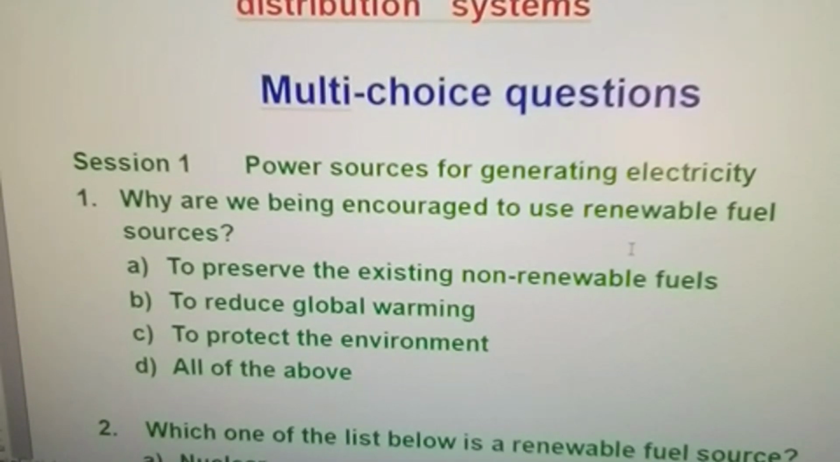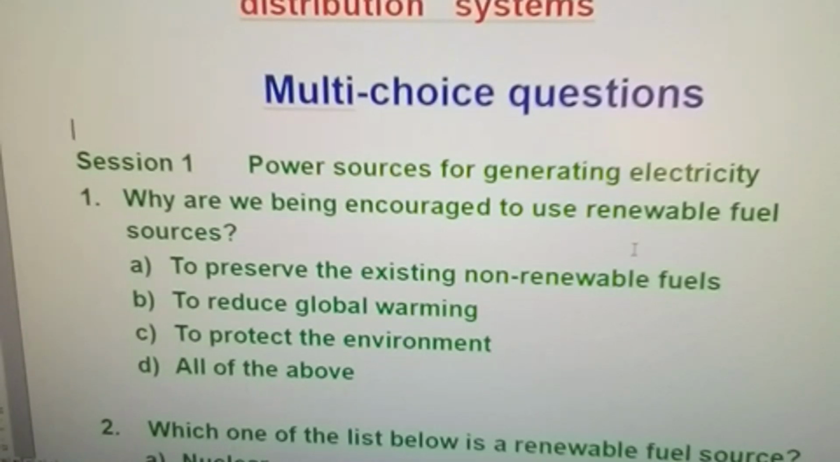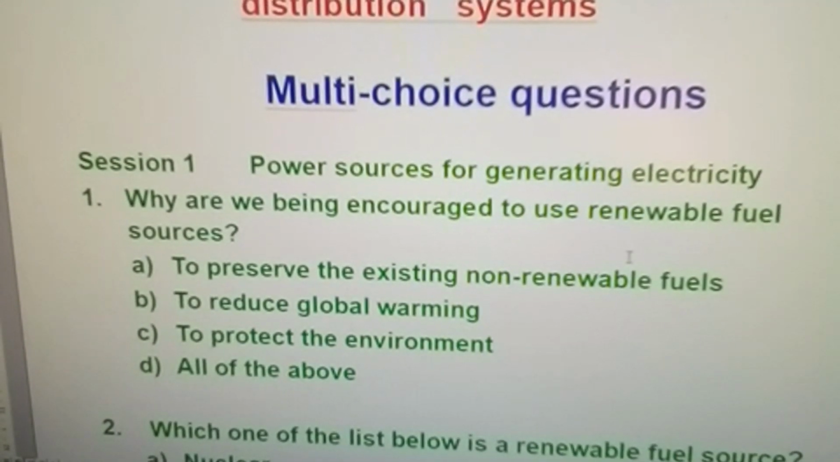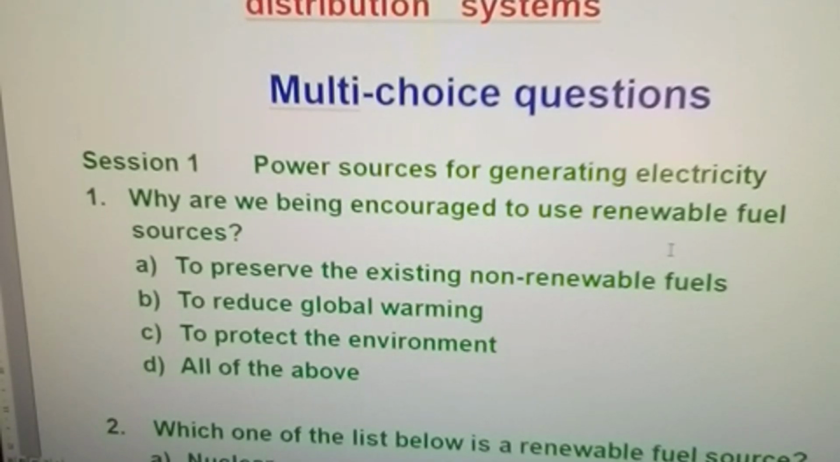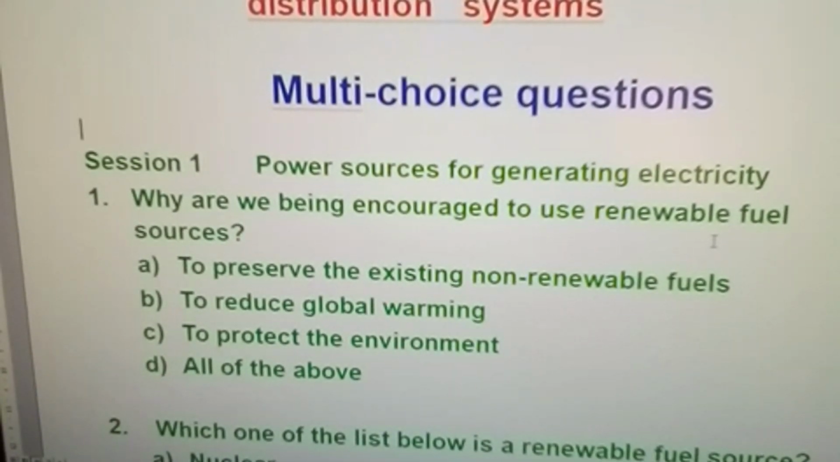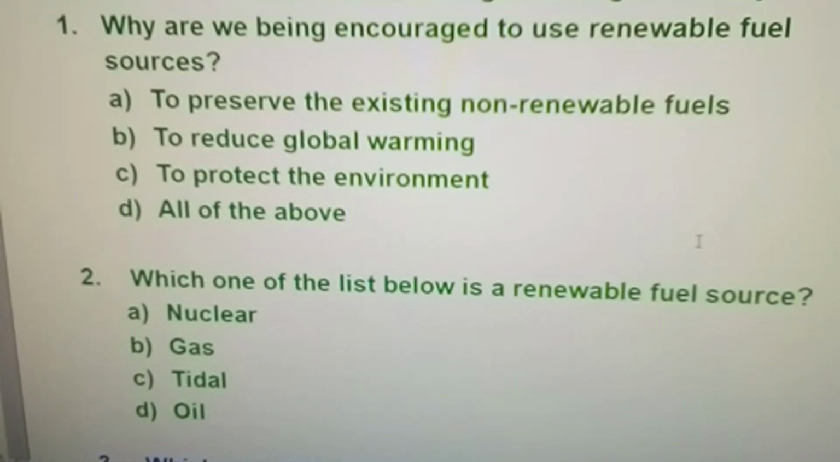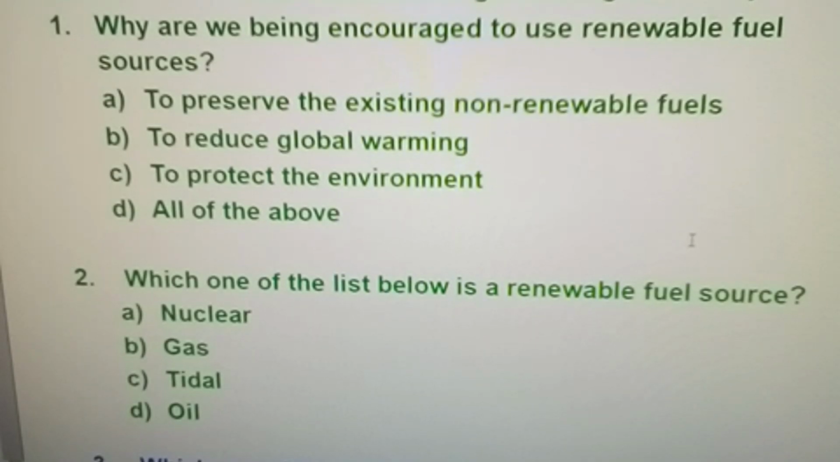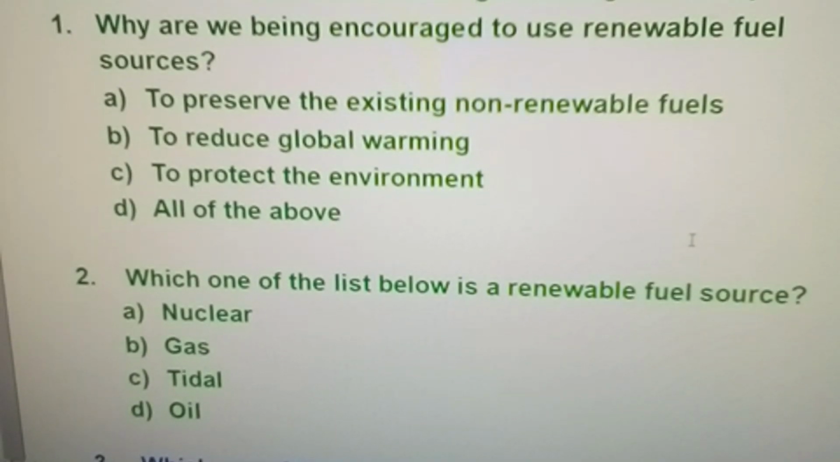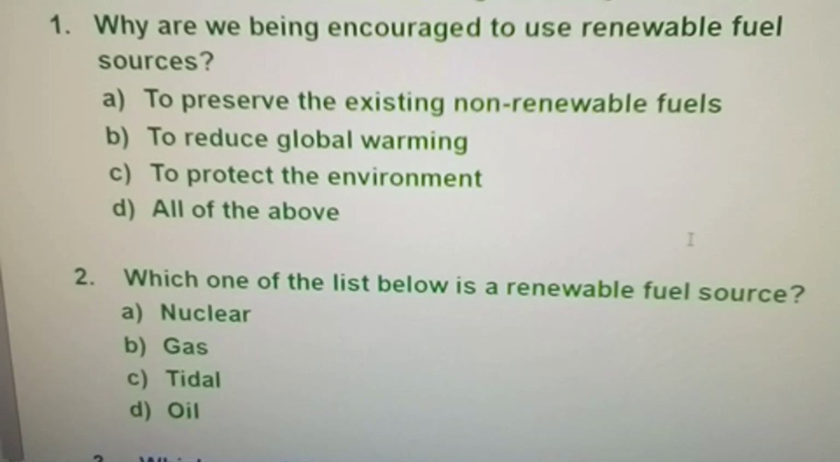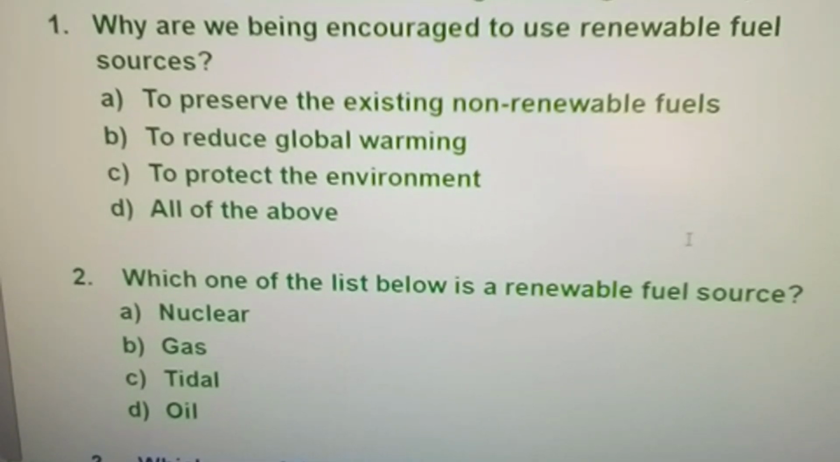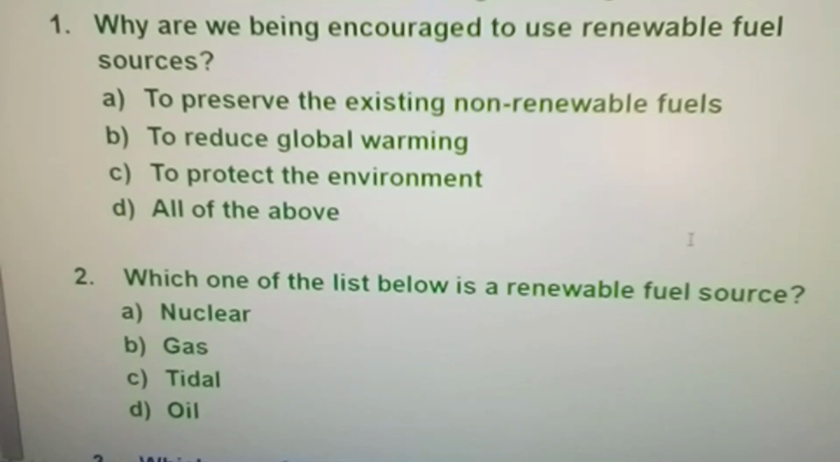Why are we being encouraged to use renewable fuel sources? Now, obviously, you'll need to select the correct answer from the choice given. Now, you have handouts which you have received prior to this. If you haven't got those handouts, then you need to look up the information on the internet using power sources of generation. Okay, and you'll find that it comes up with quite a lot of information, solar panels, etc. And remember that we're now looking at trying to preserve the environment, so take that into account.